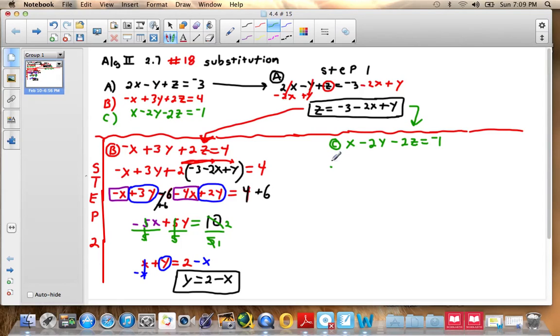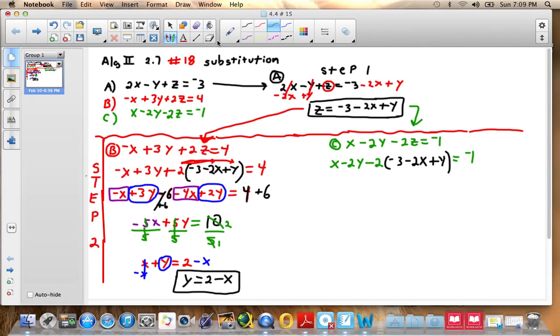So I can rewrite it. x minus 2y minus 2. And again, I'm going to plug this in. This is my value for z, this whole thing. So where z is after the 2, I'm going to plug in this whole value. All these terms. Negative 3 minus 2x plus y. Okay, and all that in parentheses is what the value of z is, equals negative 1.